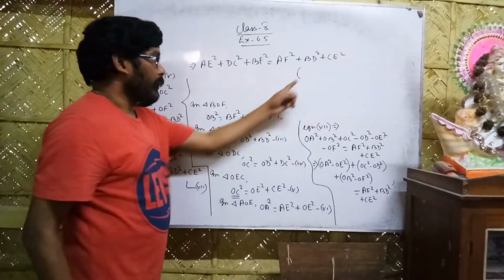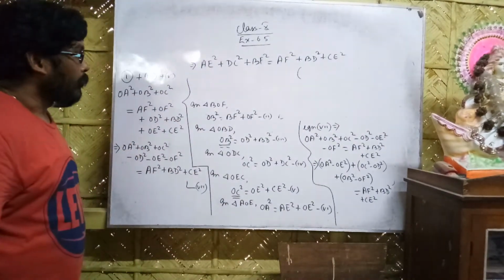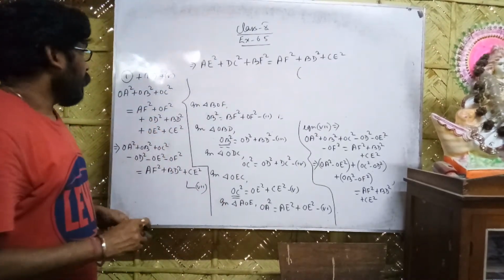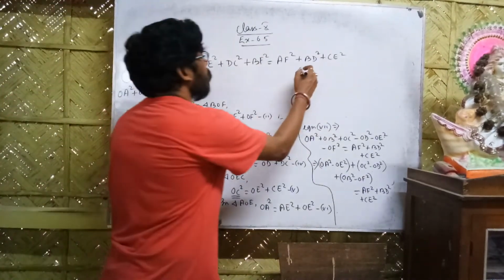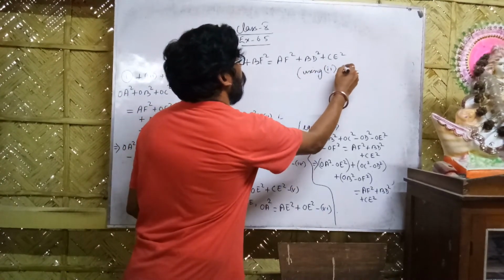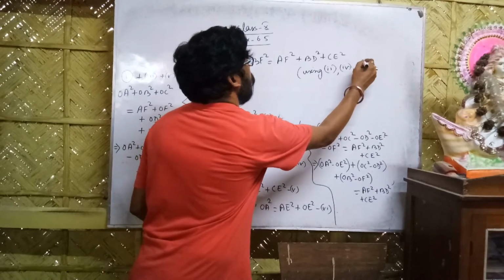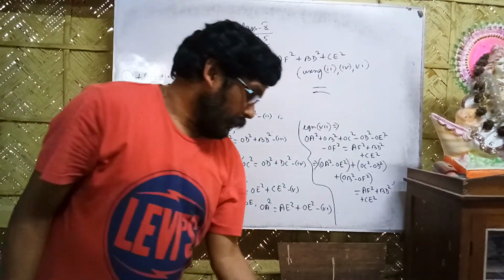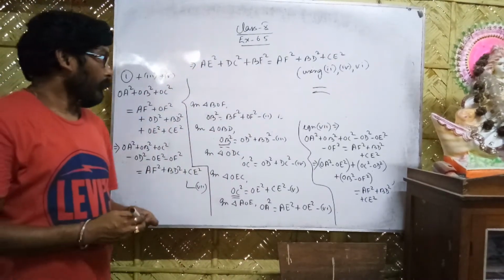In brackets, write using 2, 4 and 6. Here we write using equations 2, 4 and 6. Okay, this is the end of question number 8. Copy this part.